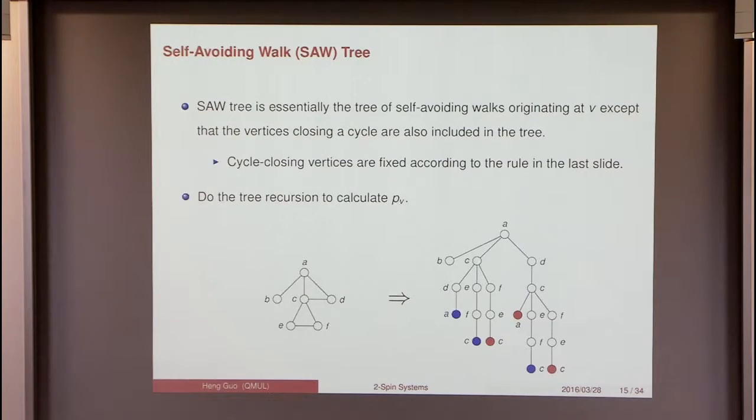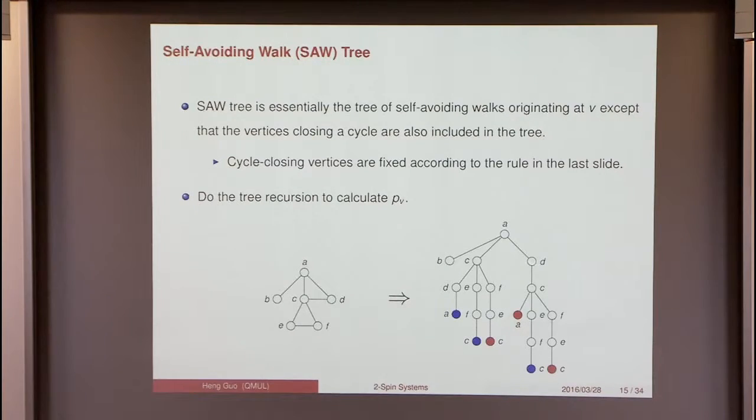So to do this from a graph G like this, we will get some trees. We look at the vertex V, so we get a tree of self-avoiding walks starting from A. Here we have the walk A to B, then we have A, C, D, A, which is a cycle. So we get A, C, D, and A, and now A is pinned according to these rules.